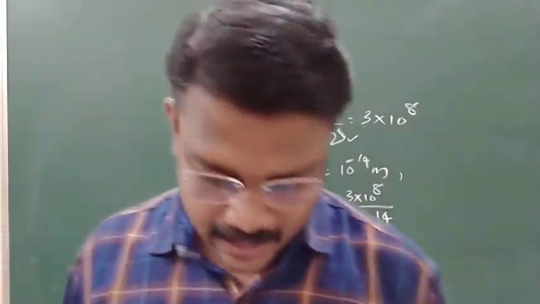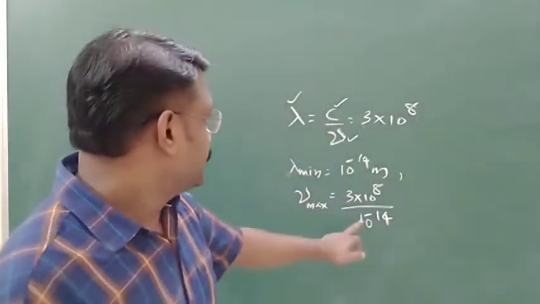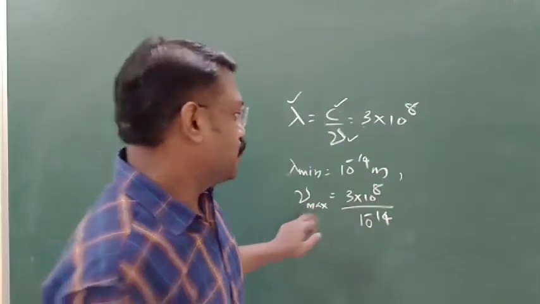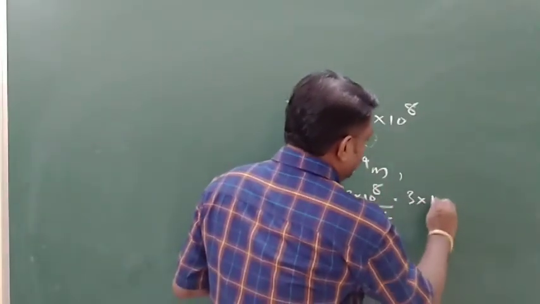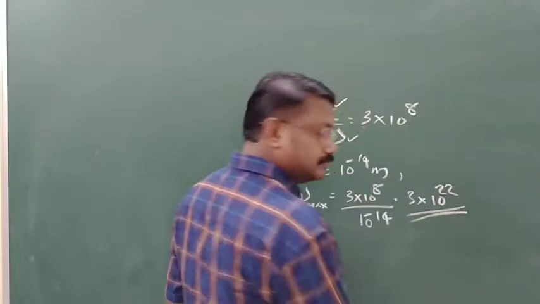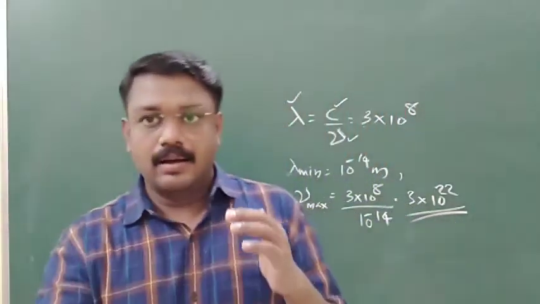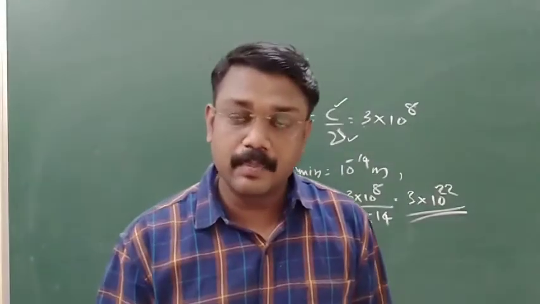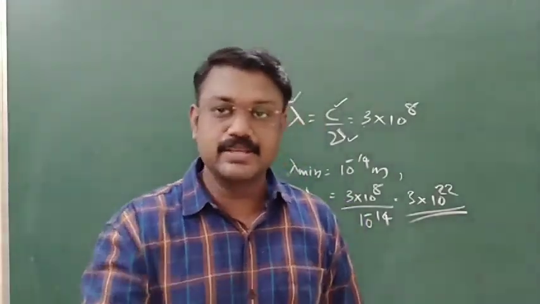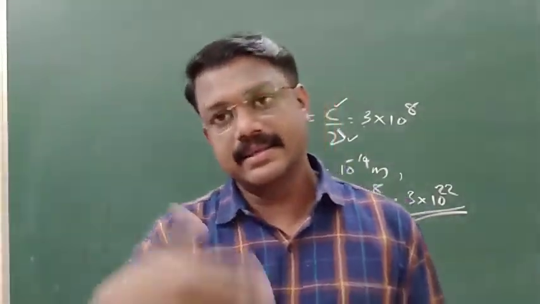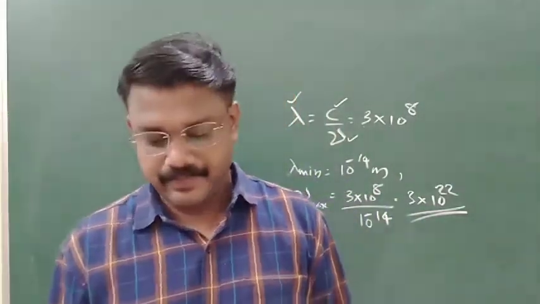Then you can easily calculate the nu max. What will be that? 3 into 10 to the power 22. See, if you remember, I always say that you have to remember either in the frequency range or wavelength range. Then the next one you can easily calculate.